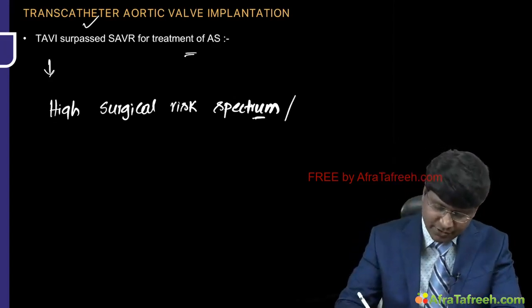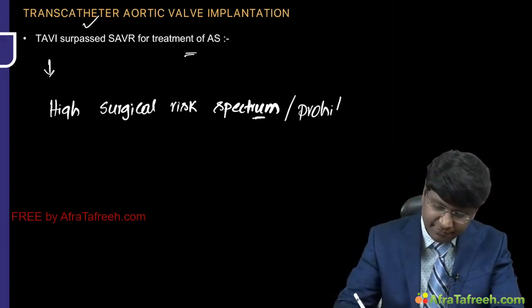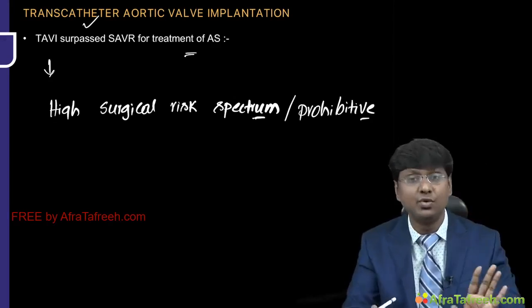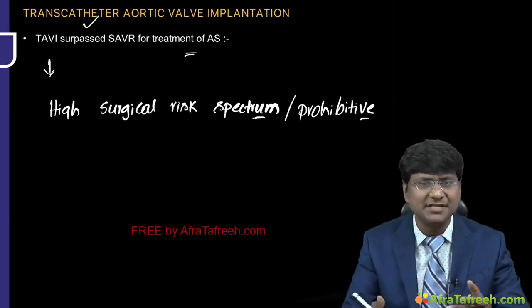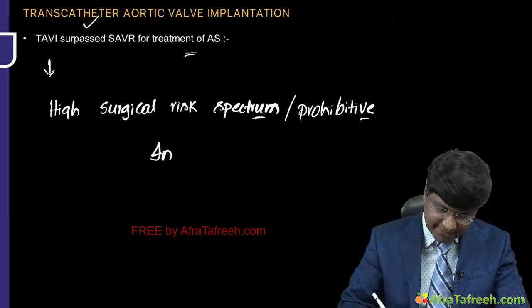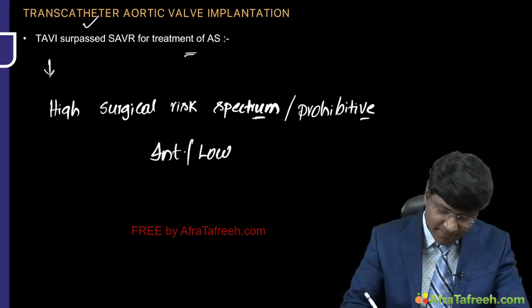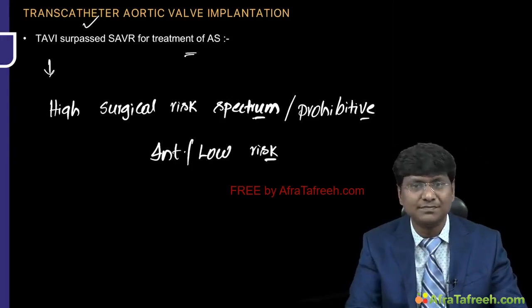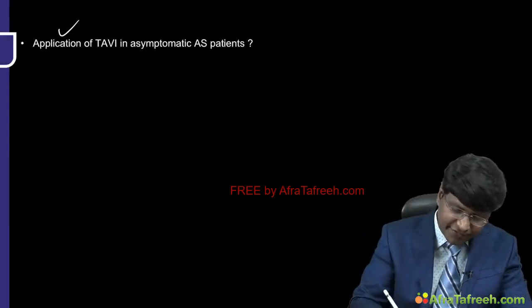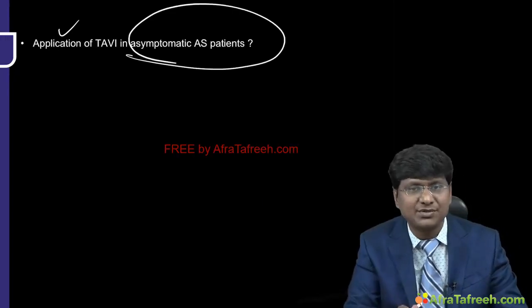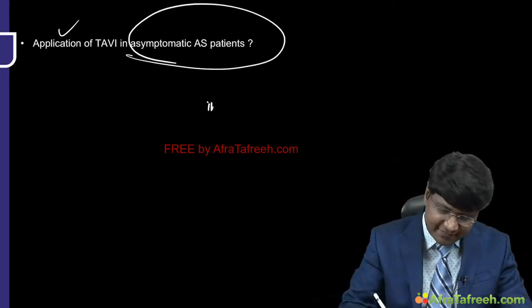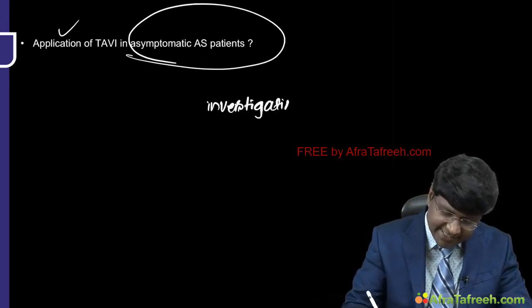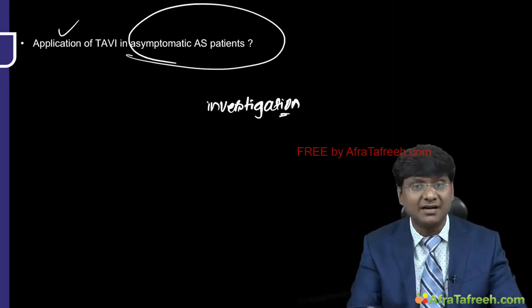And even in those individuals in the prohibitive group for surgical aortic valve replacement, you better go ahead with TAVI. But in recent times, TAVI is also being done in the intermediate or even low risk individuals. And what about the application of TAVI in asymptomatic aortic stenosis? Whether we can do it in an asymptomatic individual or not is still under investigation.